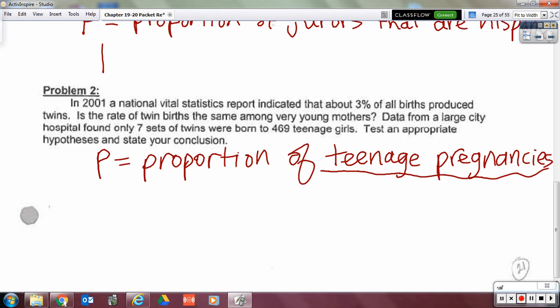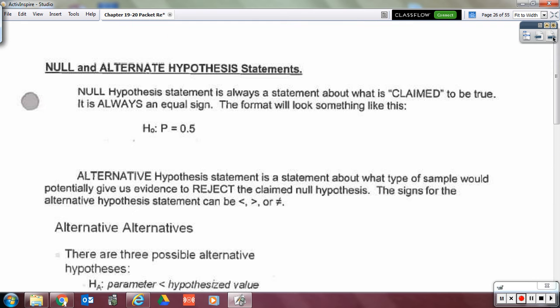Proportion of teenage pregnancies that result in what? Good. That result in twins. And then we're going to eventually see, is that the same as 3% overall? All right, so let's leave those for a second. We may come back to those and add something shortly, but let's take a look at the next page where we're learning what a null hypothesis and an alternative hypothesis statement are.